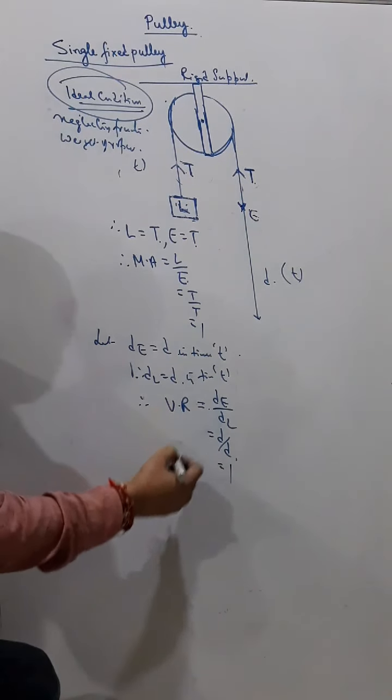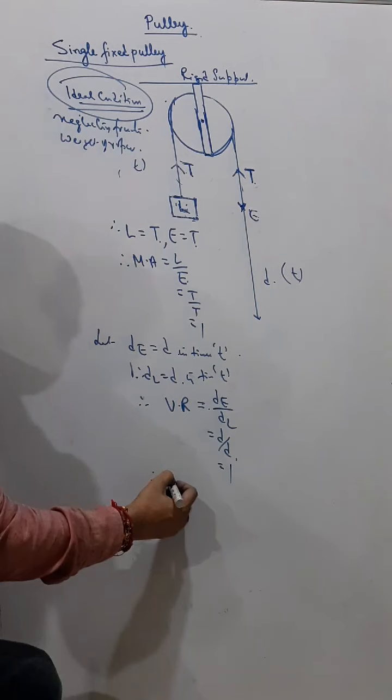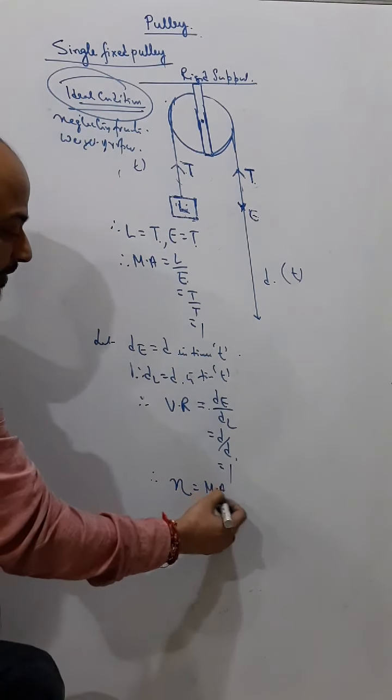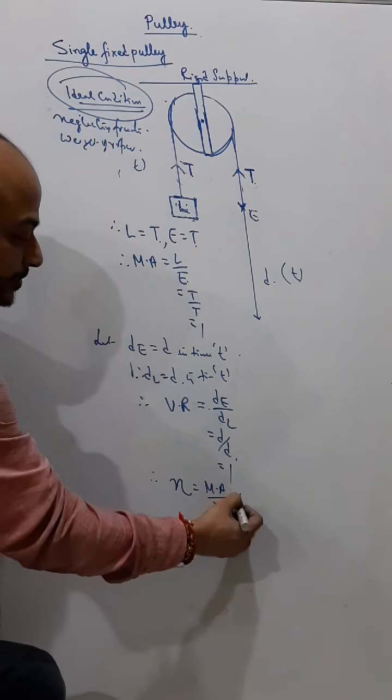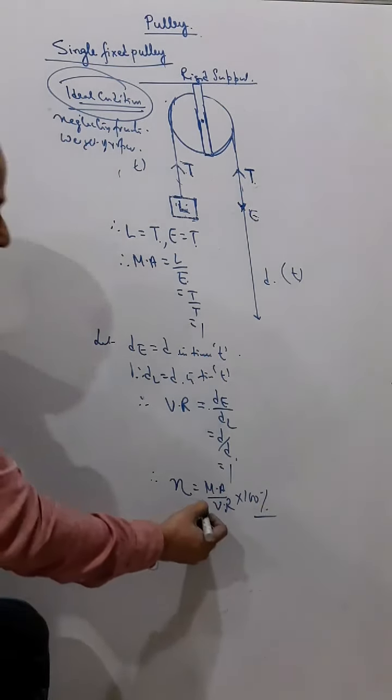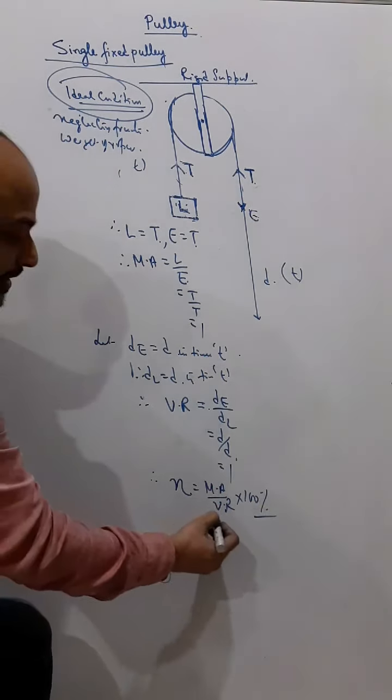And therefore we can also say now that efficiency is equal to what? Mechanical advantage by velocity ratio, in percentage if you want to convert into 100%. So I get 1 by 1 into 100%, and efficiency is 100%. But this is in ideal condition.